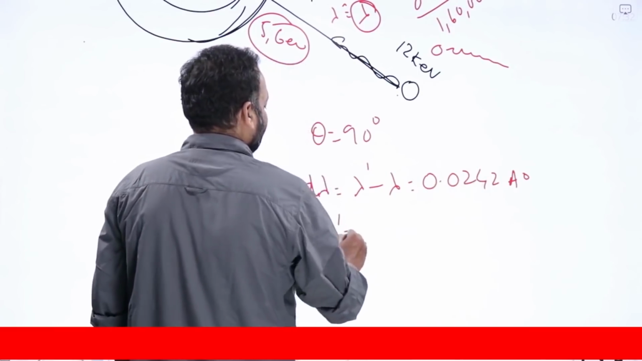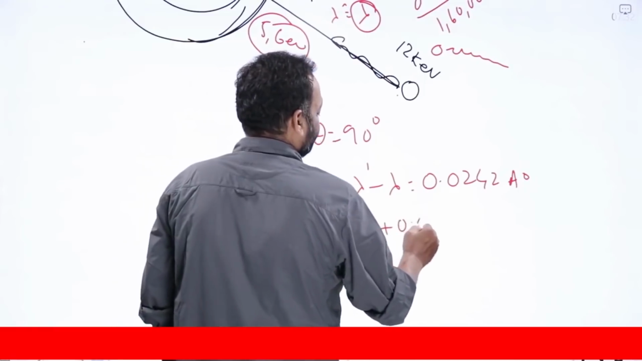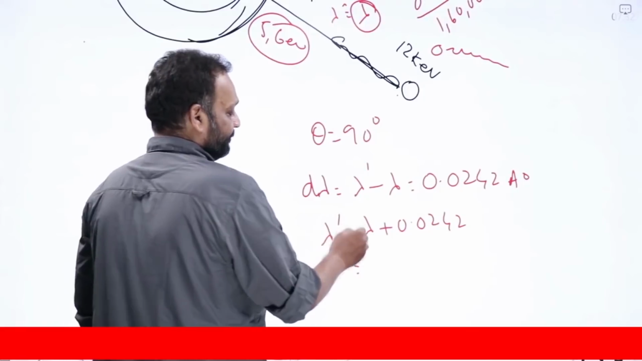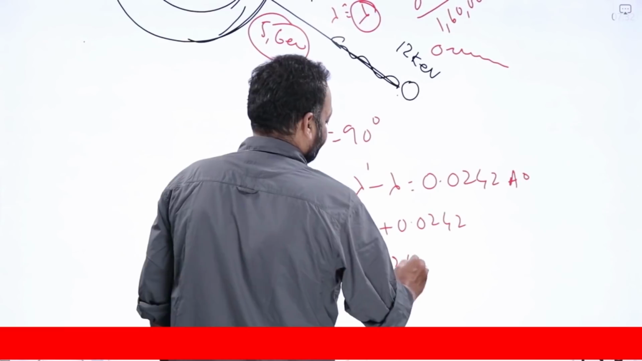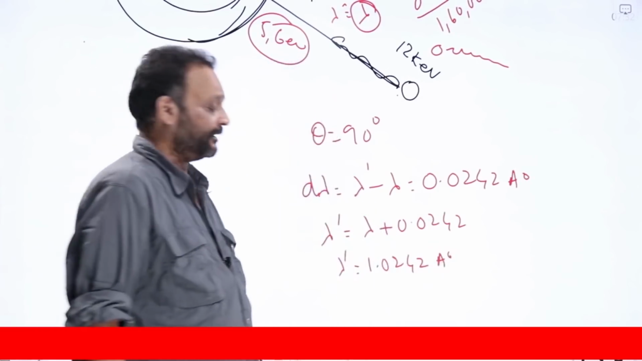So what is the scattered wavelength? What is lambda dash? Lambda plus 0.0242, and 1 angstrom is the incident wavelength I am using, say. So lambda dash will be 1.0242 angstroms.